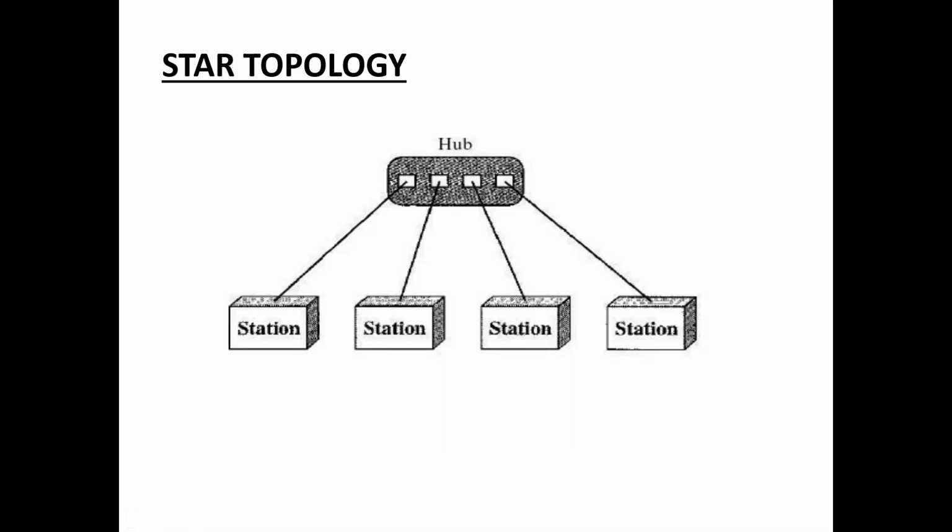Next, the major disadvantage of star topology is that the complete topology depends on a single point, the hub. If the hub goes down, the whole system is crashed. The whole system is dead. That is the major disadvantage of star topology.